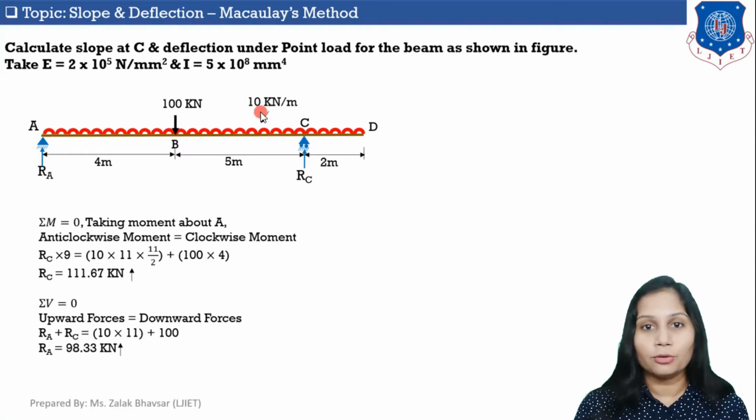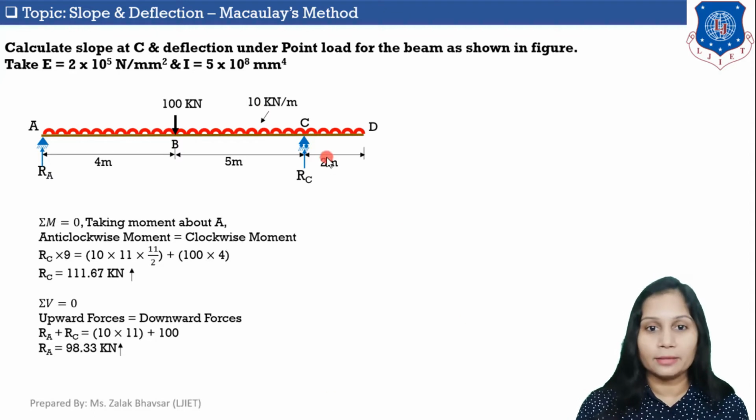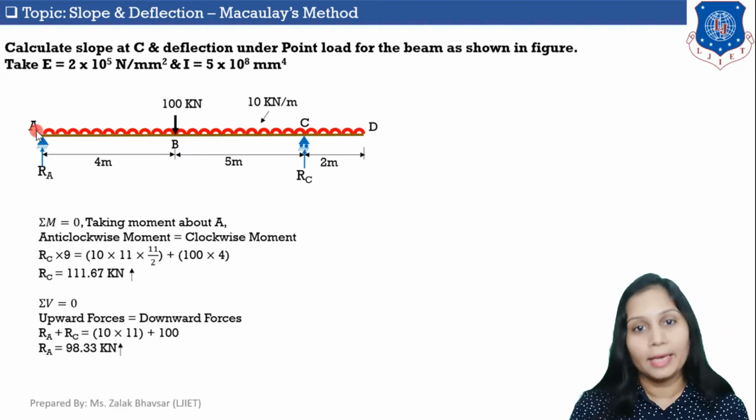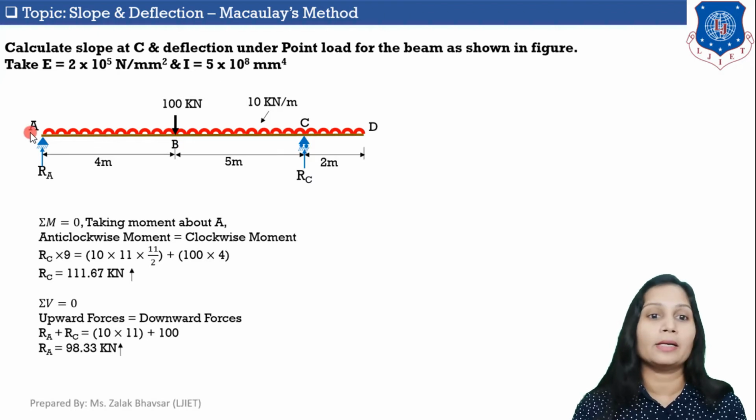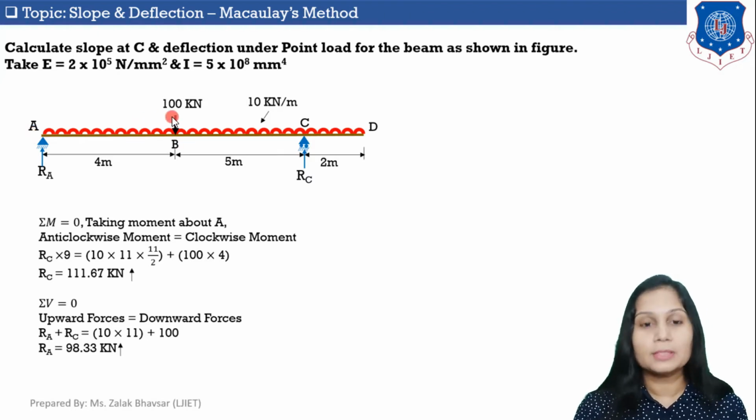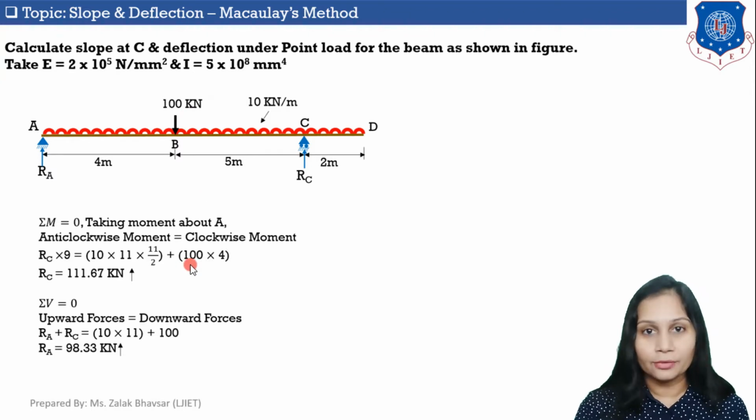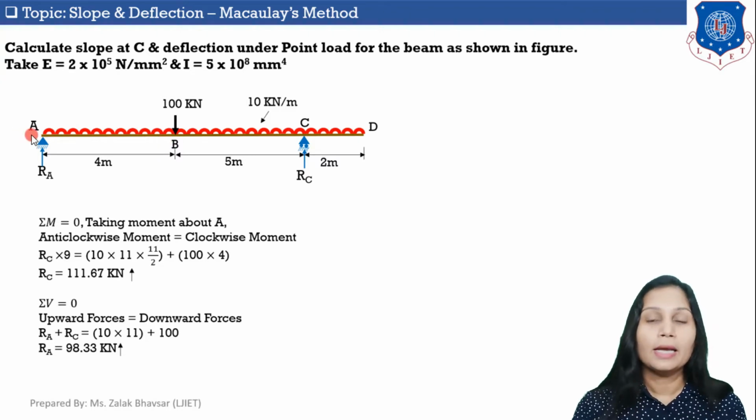Now this 10 kilonewton per meter UDL is acting in a downward direction and it is creating clockwise moment about point A, which is equal to 10 into 11, which is the total load of this UDL, into 11 by 2, which is the distance between the line of action of this UDL and point A. Now this 100 kilonewton load is also acting in a downward direction and creating clockwise moment about point A, and the moment of this 100 kilonewton load is 100 into 4, where 4 is the distance between the line of action of this load and point A.